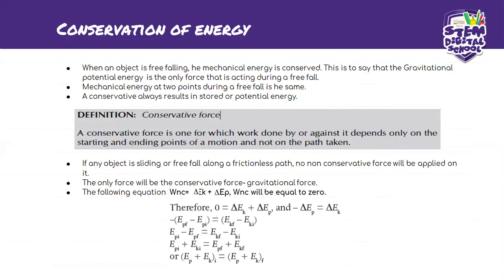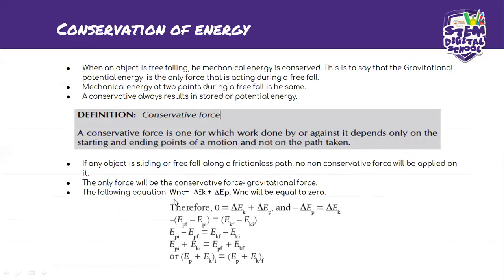So what is a conservative force? Conservative force is one for which work done by or against it depends on the starting and ending point of a motion and not on the path taken. Okay, so if any object is sliding or free falling along a frictionless path, no non-conservative force will be applied to it. A non-conservative force in this case we're talking about friction or air resistance, all those stuff. Okay, so the only force will be the conservative force, which is the gravitational force.